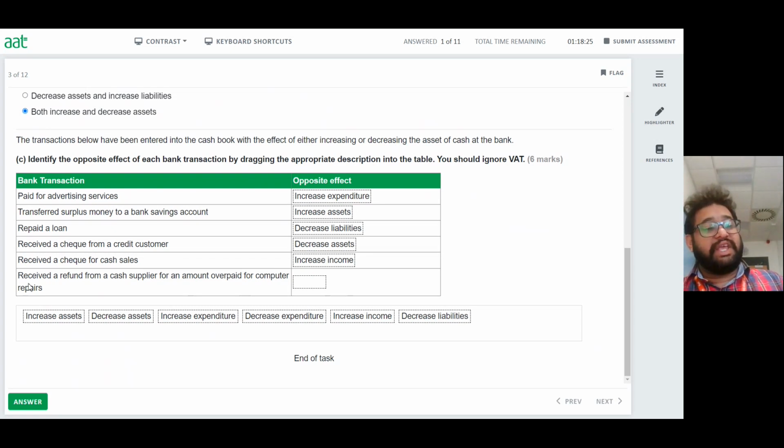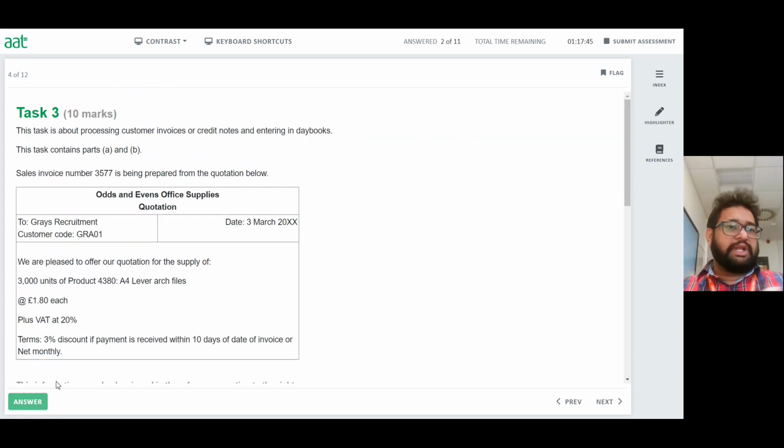And the last one is received a refund from a cash supplier for an amount overpaid for computer repairs. So here we have paid an expense before. When you paid for an expense, that is increased. When you receive a refund, that expenditure itself will be reduced because it is for an amount overpaid. So your expense account will not have to show the higher amount. You can reconcile it and reduce that amount because it was an overpaid amount. So here we will be decreasing the expenditure. When you get a refund, your expenditure has reduced, isn't it? So that's the thing. Task number 2 is done.